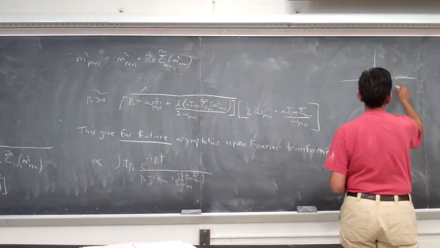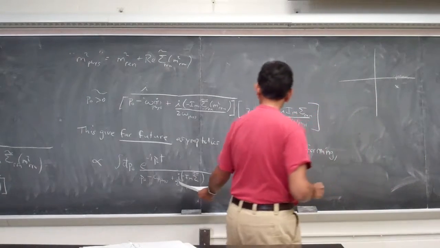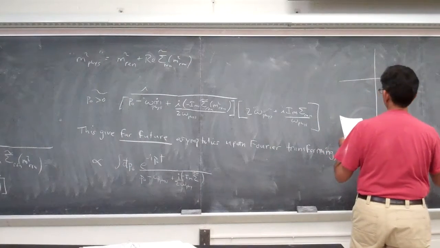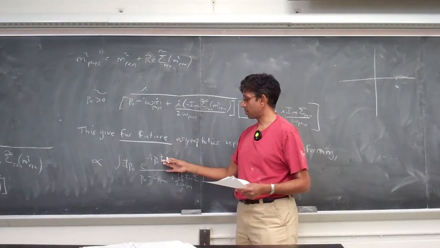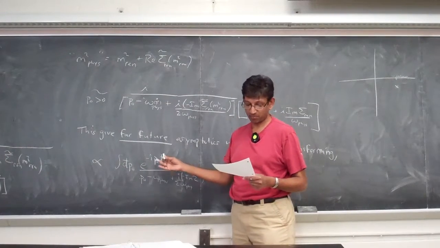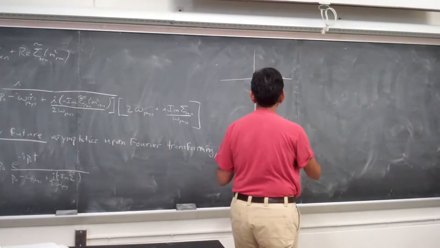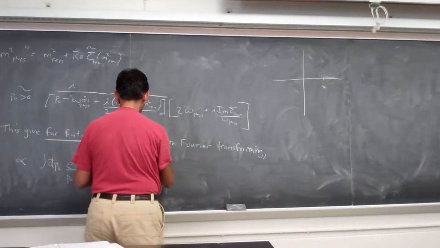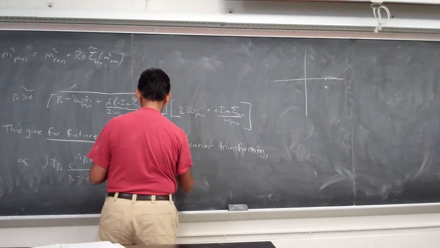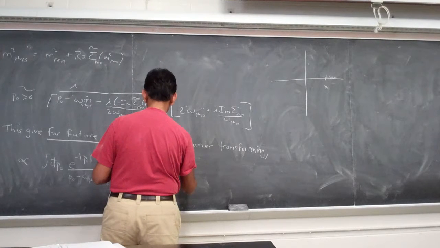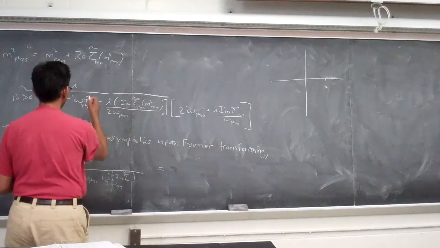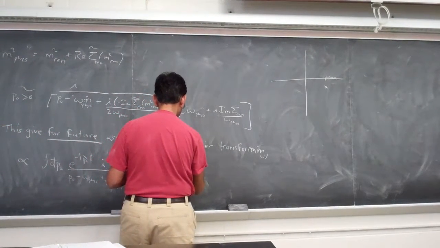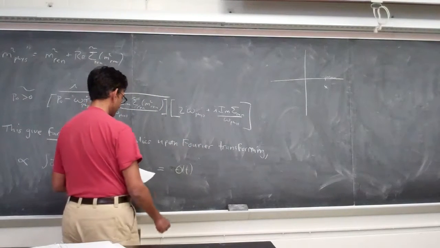But sitting a little below the axis because of this term, okay? And you do the usual contour integral depending on whether time is positive or negative. We have positive time. And so you get this is equal to one over i and 2 pi of this step function of time. So I am looking in the far future.